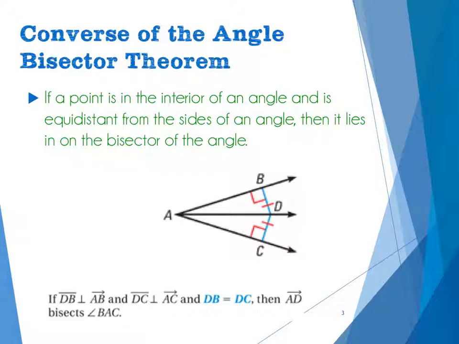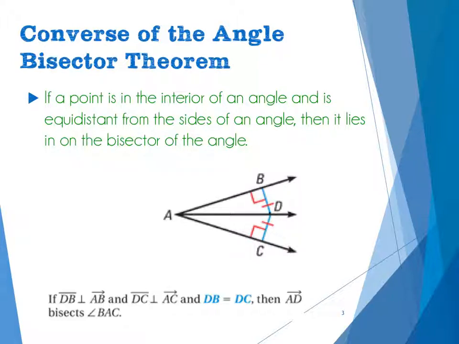This one, the converse, is just backwards. We're going to flip the order. The converse of the alternate interior and corresponding angle theorems is used to prove lines parallel, but this converse is just the reverse of the words. The if and the then switch. So here it says if a point is in the interior of an angle and it's equidistant from the sides of the angle, then it lies on the bisector of the angle.